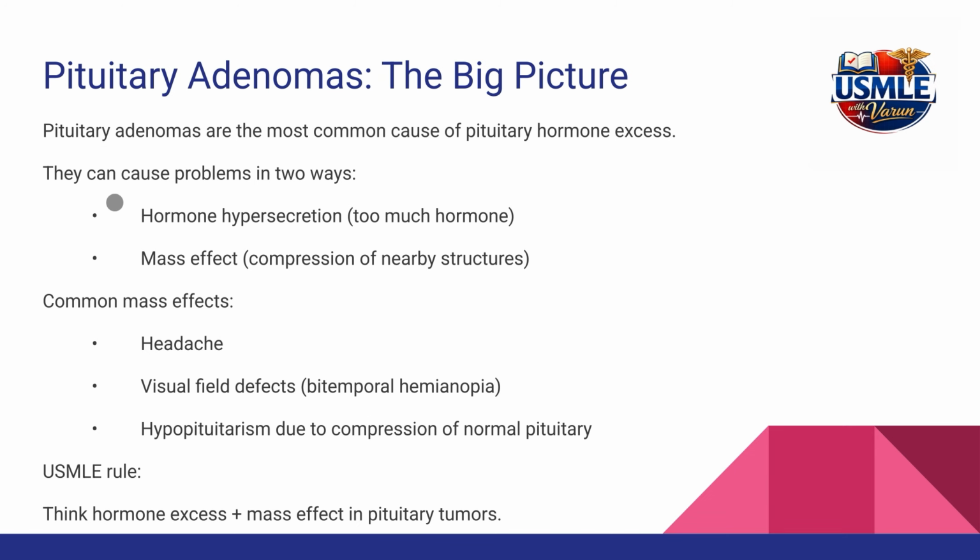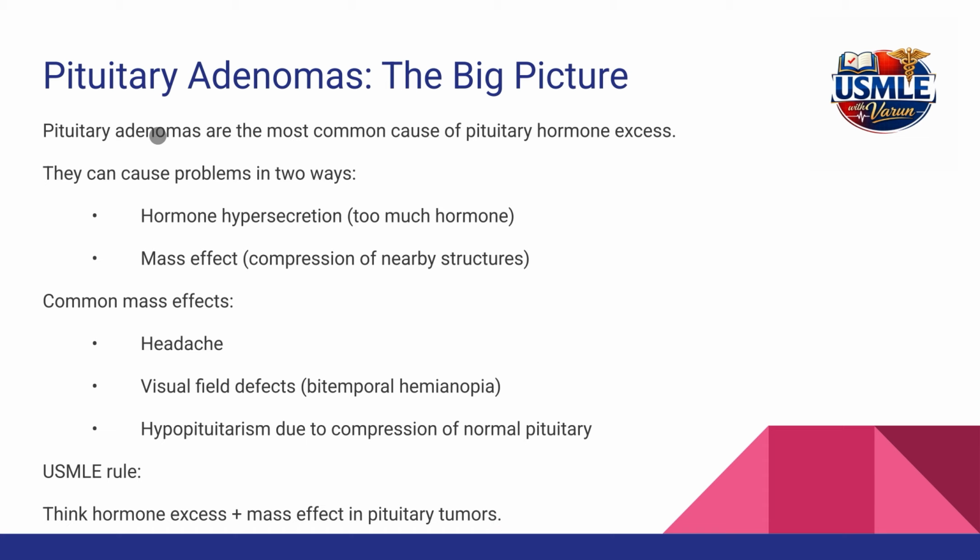Coming to pituitary adenomas, they are the most common cause of pituitary hormone excess. They cause problems in two main ways: by secreting too much hormone, and by causing mass effects such as headache, visual field defects, and hypopituitarism due to compression of the normal pituitary tissue. So whenever there's hormone excess plus mass effect, you have to suspect pituitary tumors or pituitary adenomas.